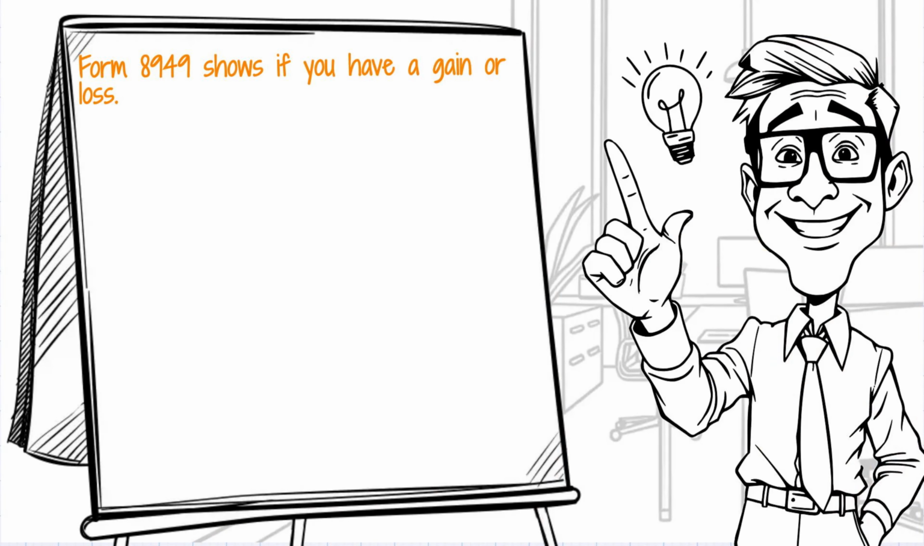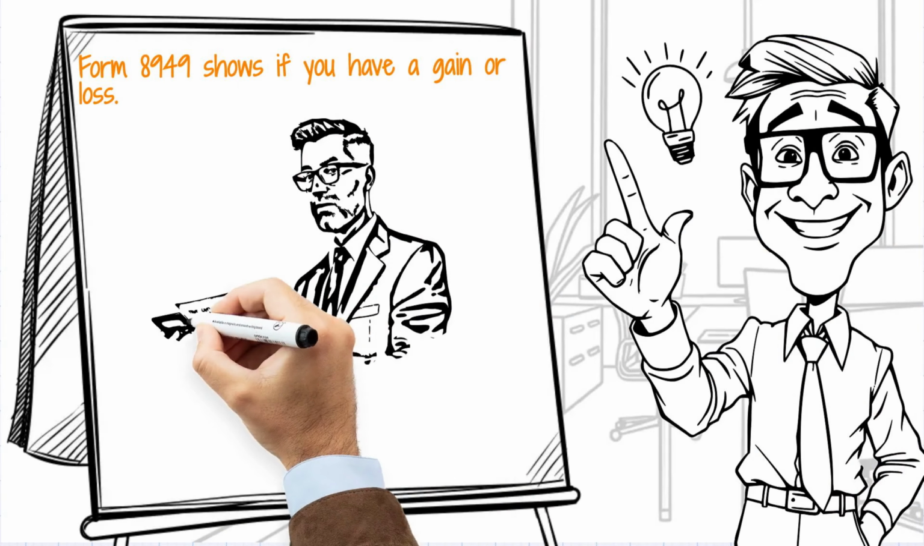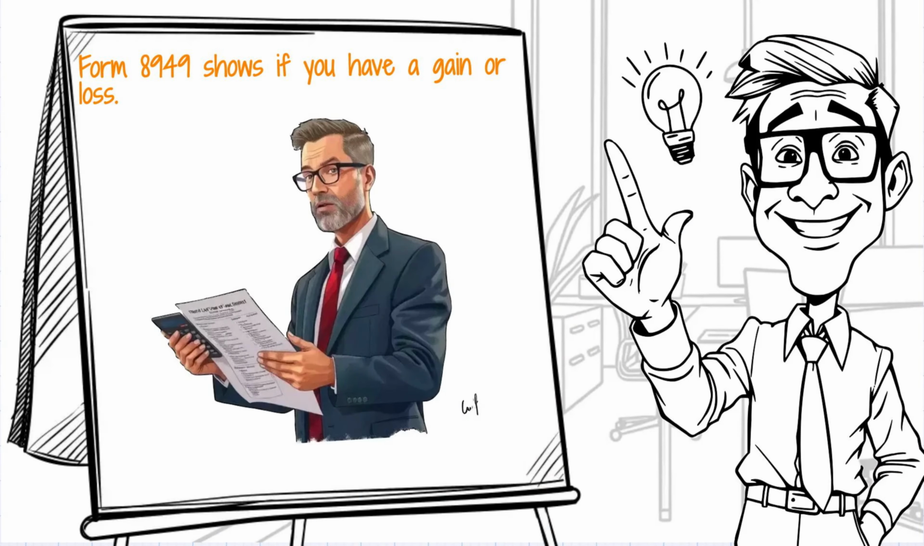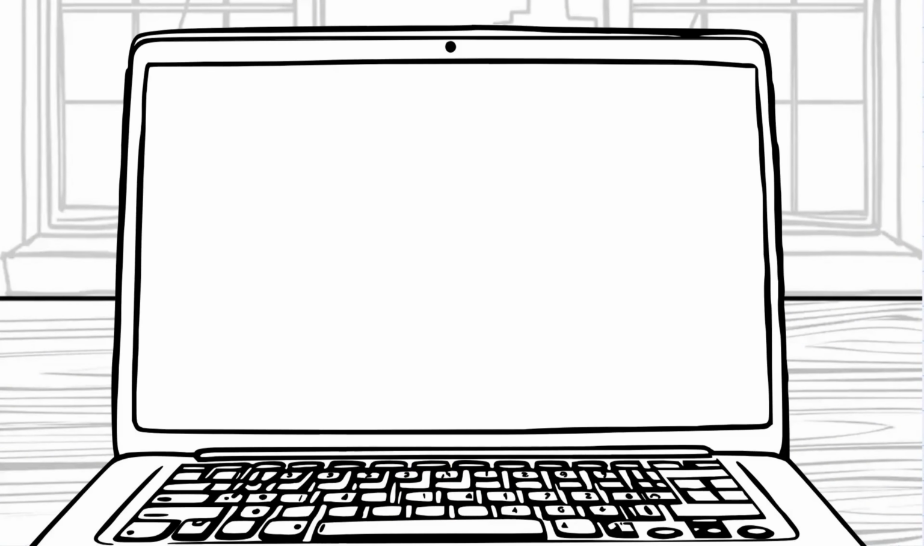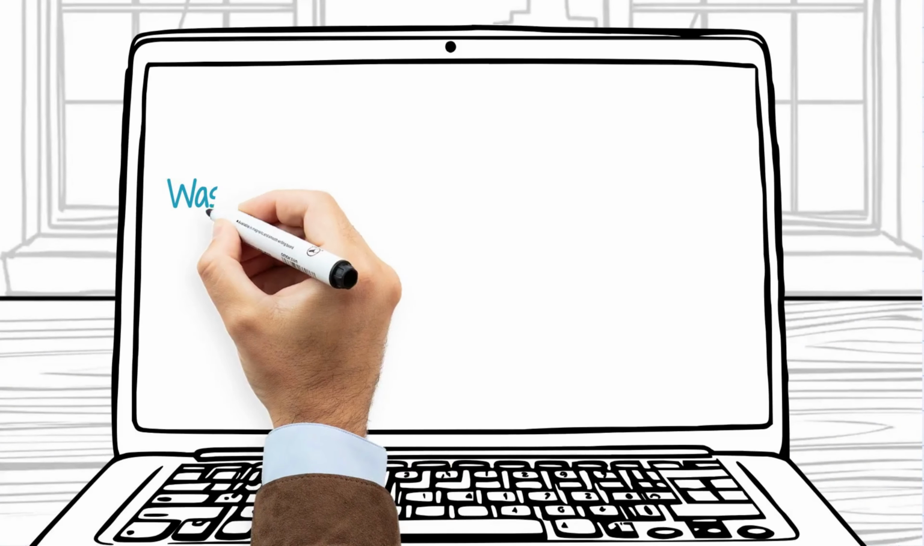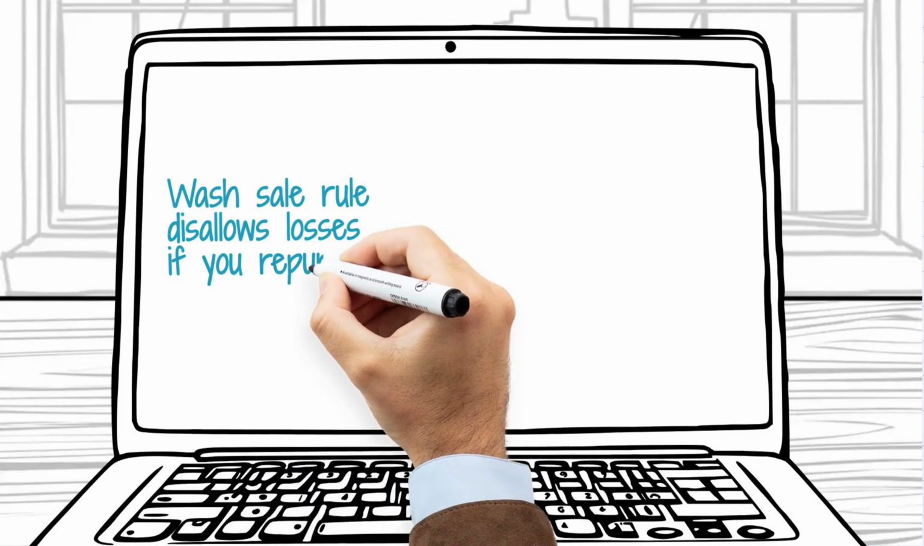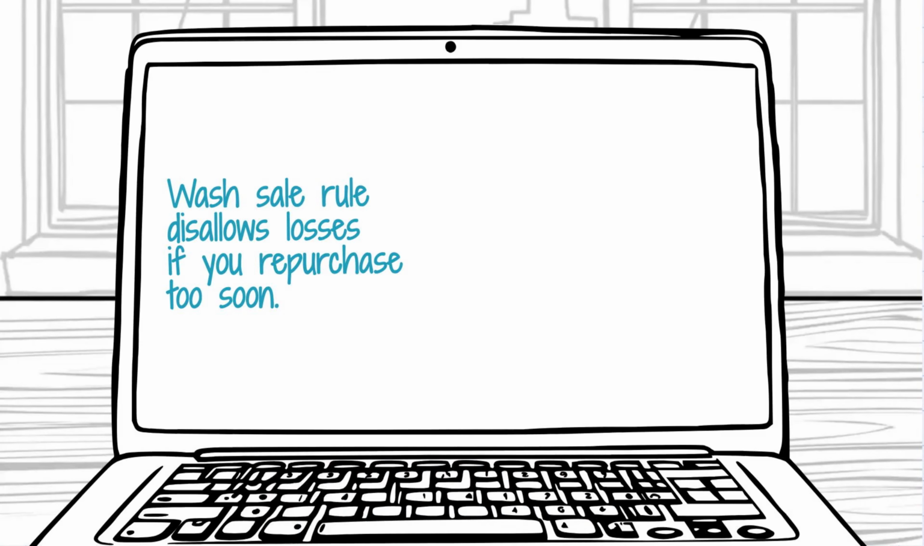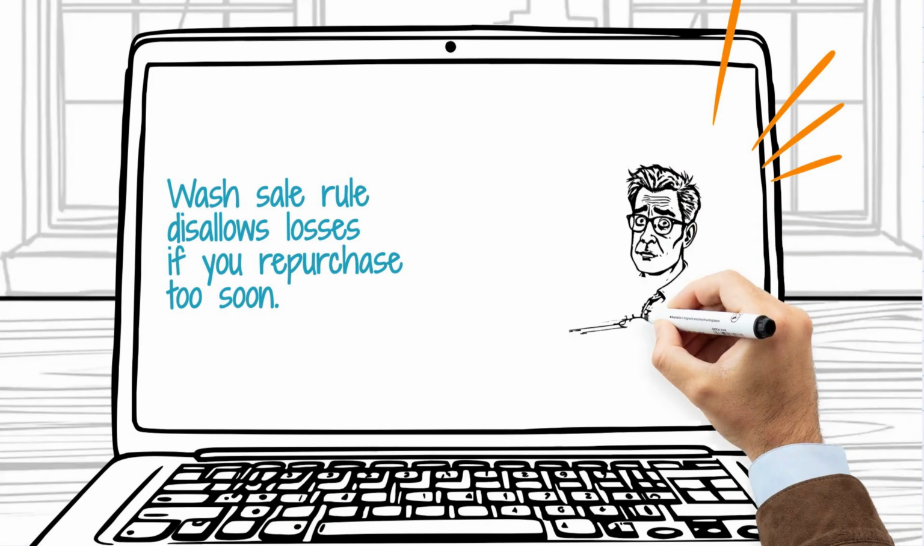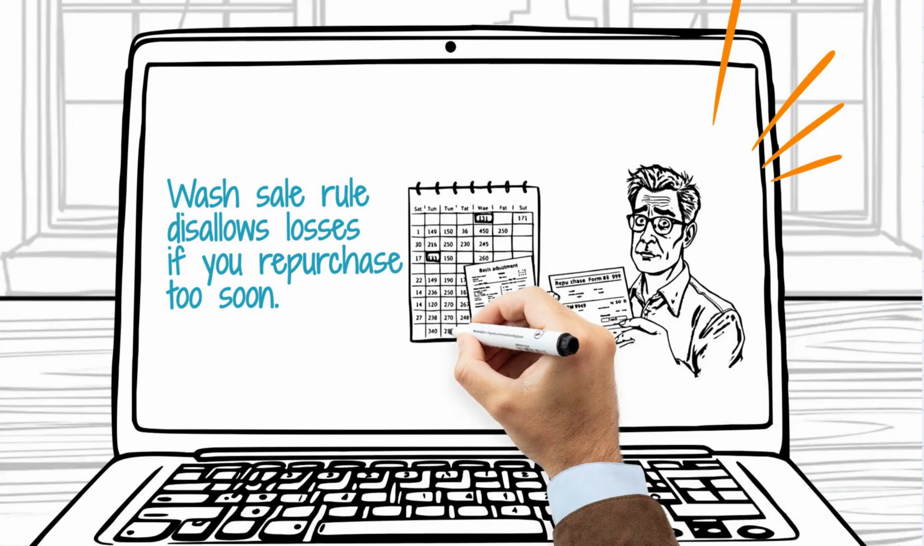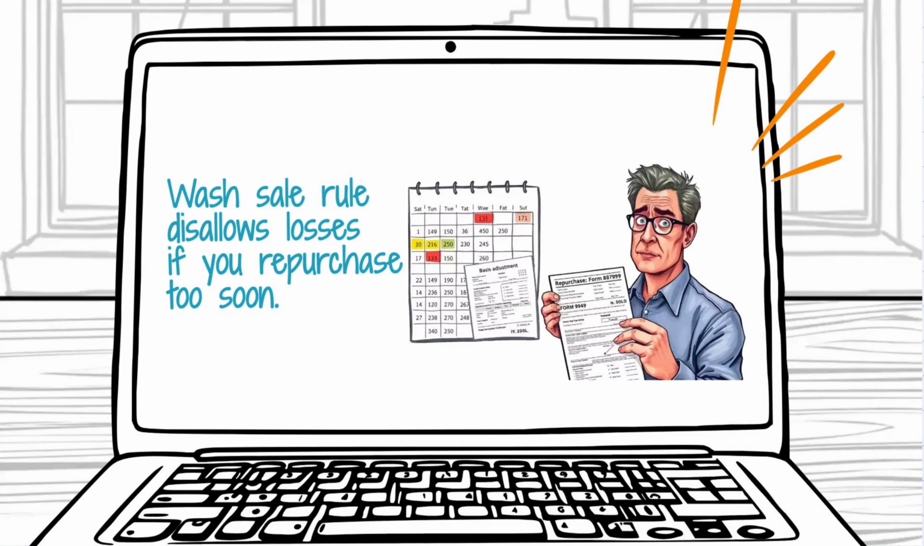One of the most common adjustments you'll see on Form 8949 involves the wash sale rule. This rule applies when you sell an investment at a loss and buy the same or a substantially identical investment within 30 days before or after the sale. When that happens, the loss is usually disallowed for now and added to the basis of the replacement investment. Form 8949 is where that math gets recorded.